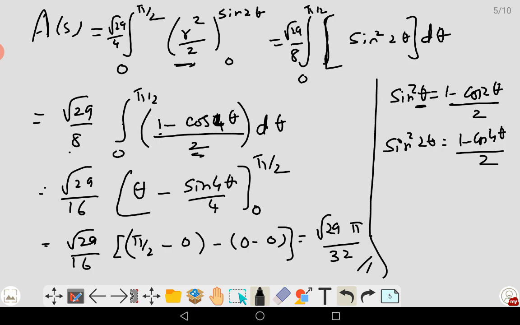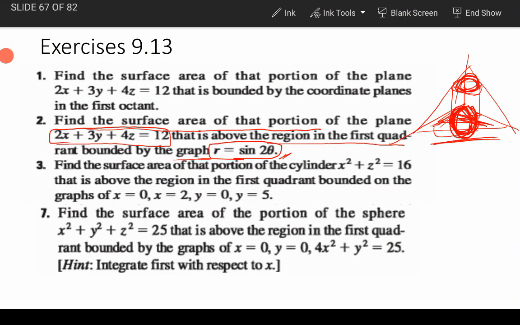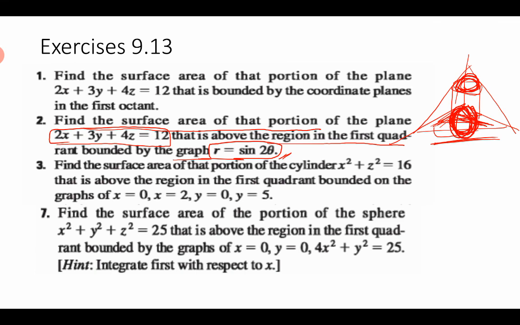That's the end of problem number 2. Okay, let's go to check problem number 3. Find the surface area of that portion of the cylinder. Don't be too much concerned about the graph. You can easily solve it even without the graphs. So we are going to find this portion of the cylinder that is above the region in the first quadrant bounded by. So they have simply given the limits of x and y.